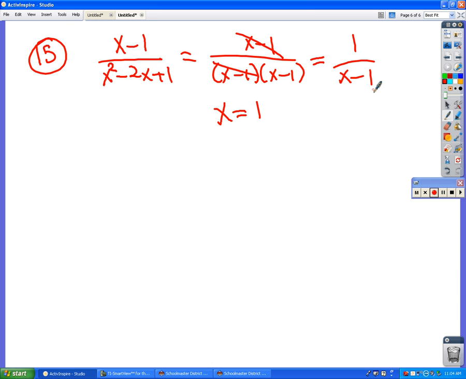Because you have to get rid of both. They're both the same, can't have two 1s. So there will be a non-removable discontinuity in this graph at x equals 1, no matter what. Because it can't be both at the same time. You either have to be able to remove the stain or not remove the stain.